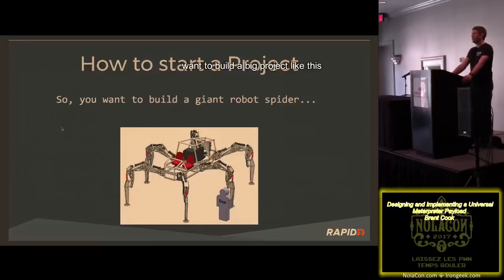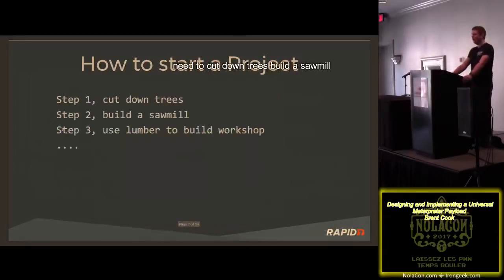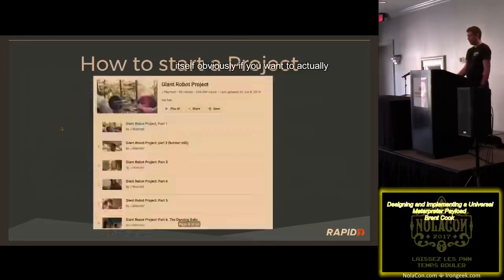Obviously, what do you guys think you should do when you want to build a big project like this? What's the first step? Obviously, you need to cut down trees, build a sawmill, and use the lumber from the sawmill to build a workshop, because you can't build a robot spider if you don't have a workshop. So the guy goes through 100 different videos, and the first thing he does is build all the infrastructure he needs to produce the raw materials that he then uses to build the robot spider. He eventually gets to the point where he builds it, but along the process he actually raises a whole family. A whole bunch of other things happen to him, and it's an adventure in itself.